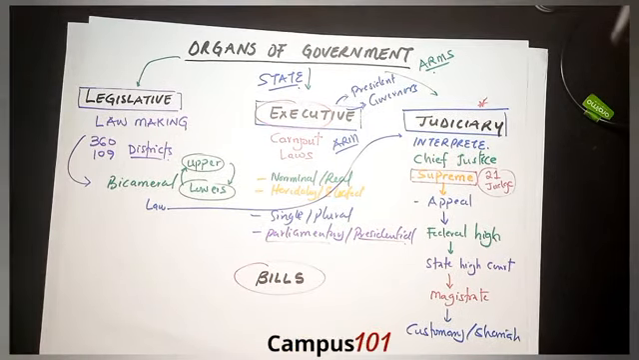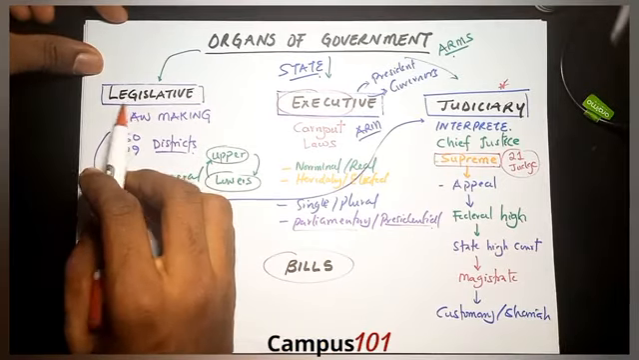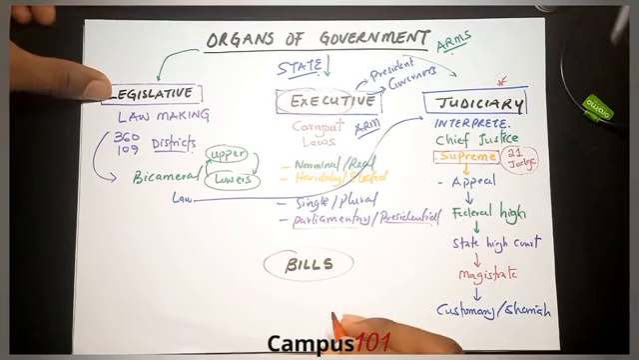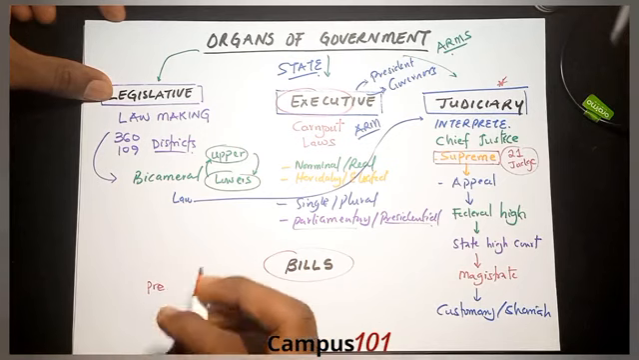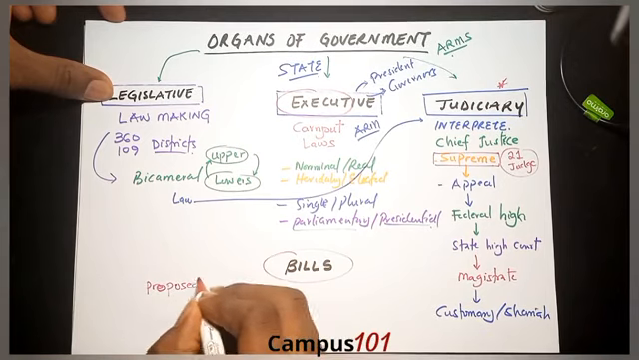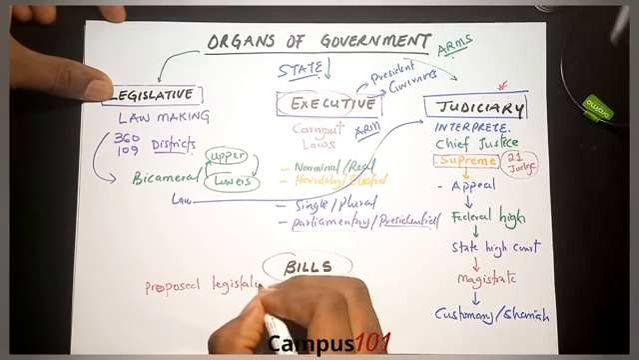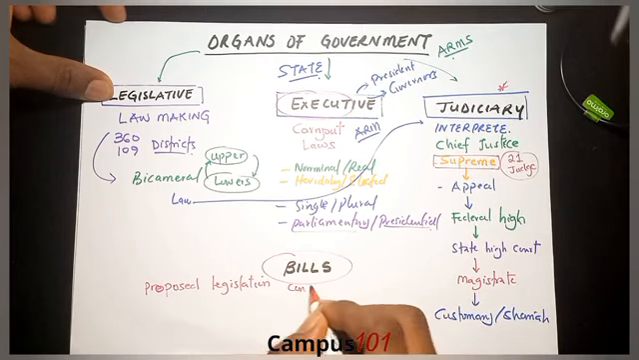Now, the last thing we're going to discuss in this video is what we call bills. Everybody say bills. Not Bill Gates, not money, but bills. What are bills? Now, these laws that we're talking about, before they are made laws, they are called bills. And a bill is a proposed legislation. So it is proposed. It's not yet a legislation, but it's a proposed legislation that is under consideration.